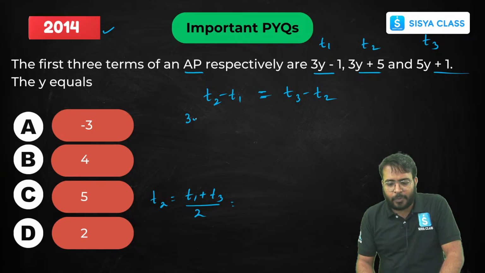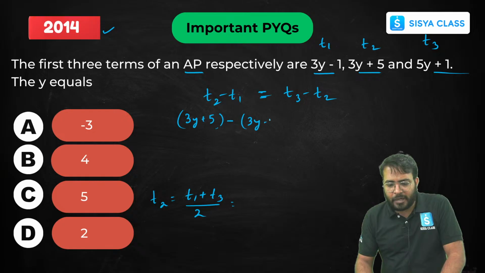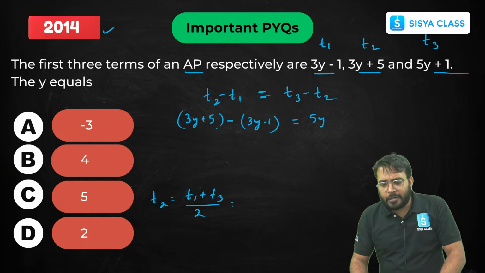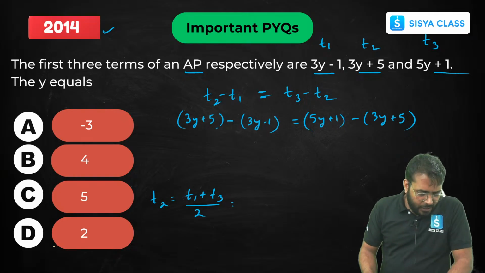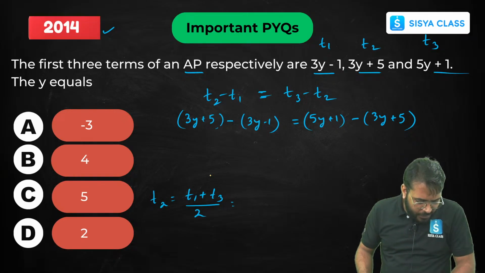So what is the T2 value, beta? It is 3y plus 5, minus T1. What is the value of T1, beta? It is 3y minus 1. And what is T3? T3 is 5y plus 1. T2 is 3y plus 5. Now just solve this, automatically you will get your y value.